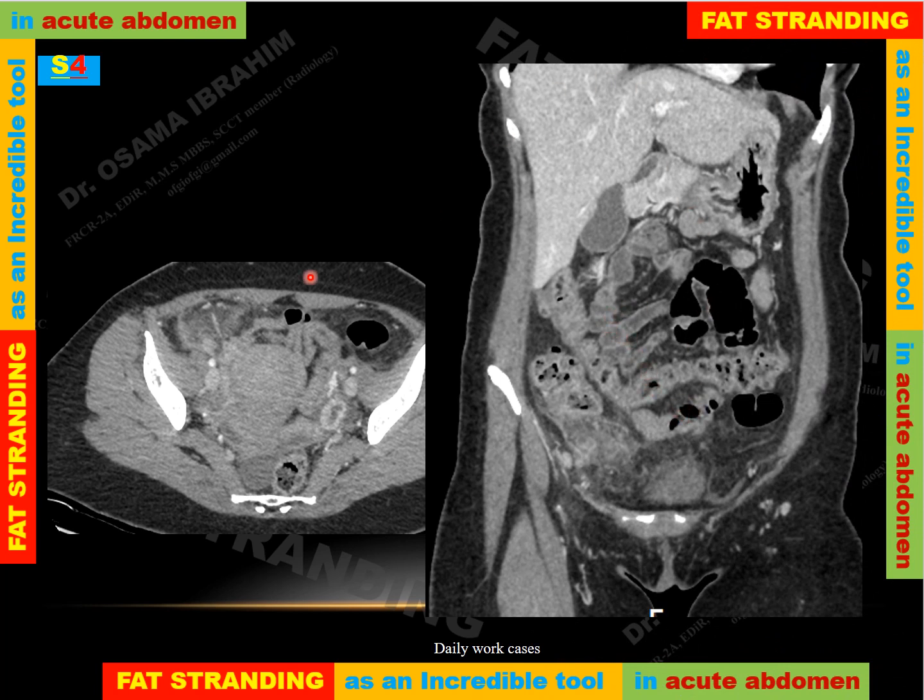Allow me to show another scenario of fat stranding. As you see, this fat stranding, by definition, is areas of linear, abnormal high attenuation and irregular lines, here in the right lower quadrant. By localizing the site of the fat stranding, we narrow the differential diagnosis to Crohn's disease, acute appendicitis, or omental infarction. If we scrutinize the appendix and find it, as in this case, dilated with an enhancing wall, then this was a case of acute appendicitis.